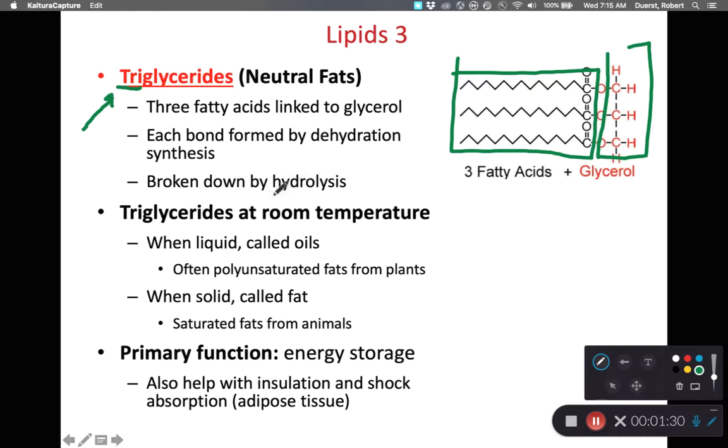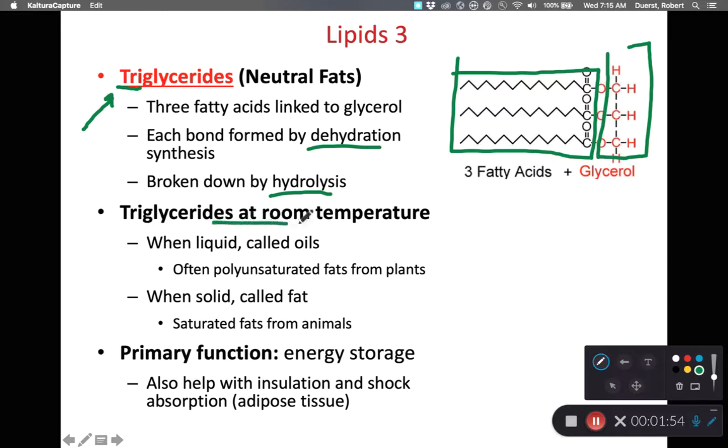for long-term storage. Now, as we look at these triglycerides, they can be made through dehydration synthesis, and they can be broken down through hydrolysis. So as we think of this process of breaking down fats in our bodies, we need to use up water in order to break down the chemical bonds that hold fat molecules, triglycerides, together.